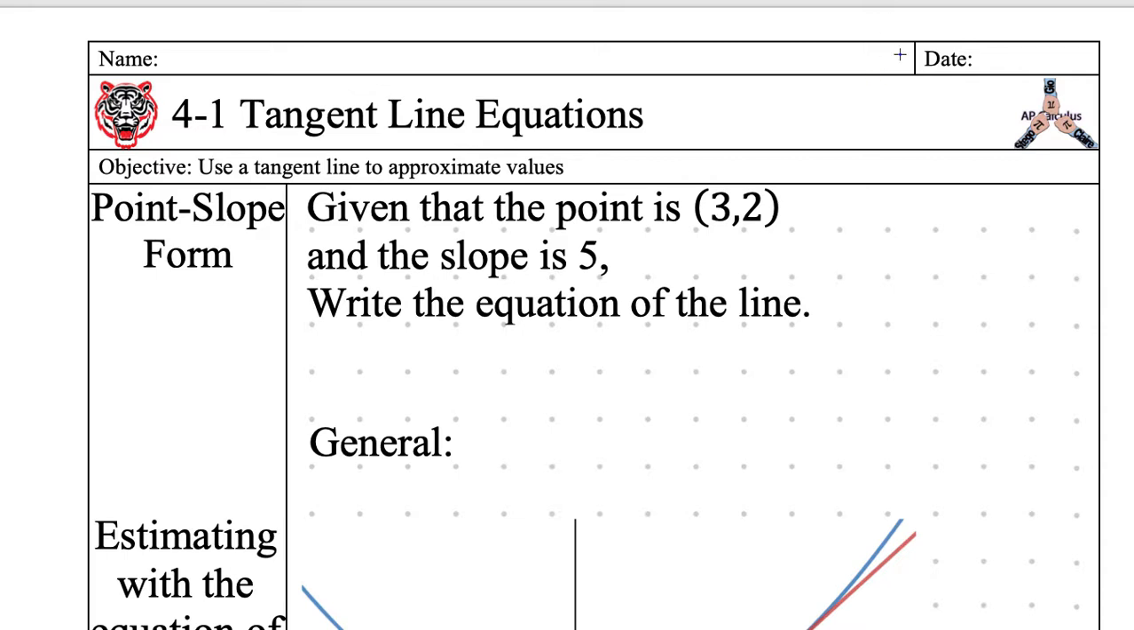All right, so we are in AP Calculus. Today's date is Wednesday, October 23rd. We are missing Claire today. Today we are talking about tangent line equations.